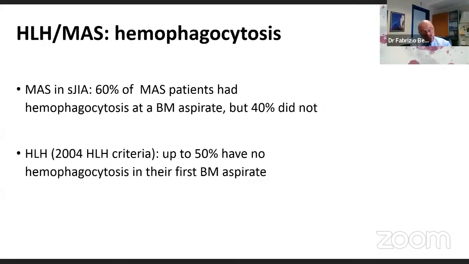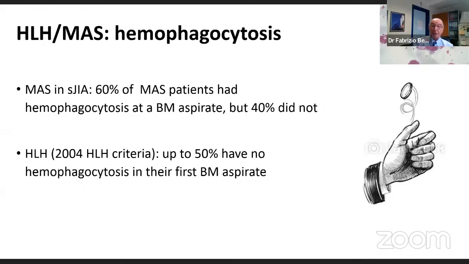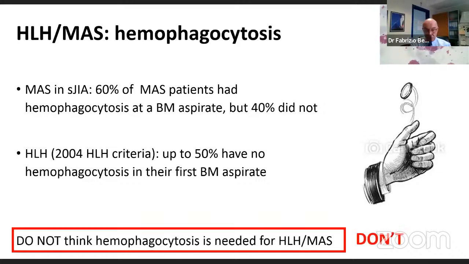And if you look at the diversity of papers in HLH patients fulfilling the 2004 criteria, up to 50% of them do not have hemophagocytosis in their first BM aspirates. So if you want to use presence of hemophagocytosis for diagnosis of HLH, then you're tossing a coin. You have the same probability of getting the proper diagnosis as tossing a coin. So my take here is it's a don't. Don't wait for hemophagocytosis to make a diagnosis of HLHMAS.